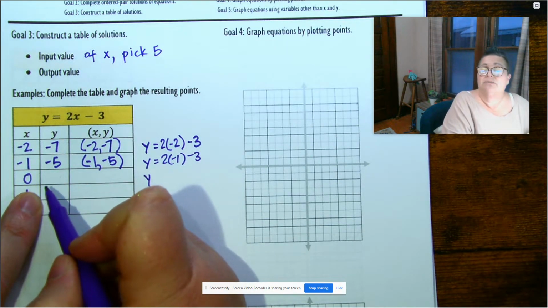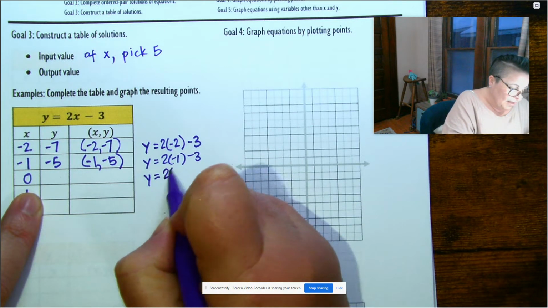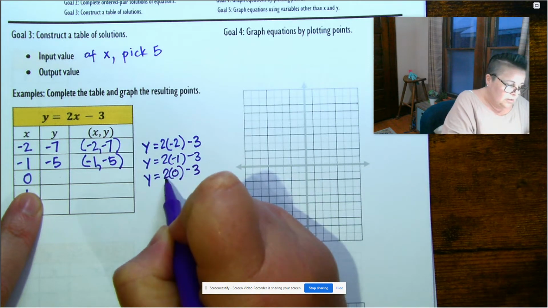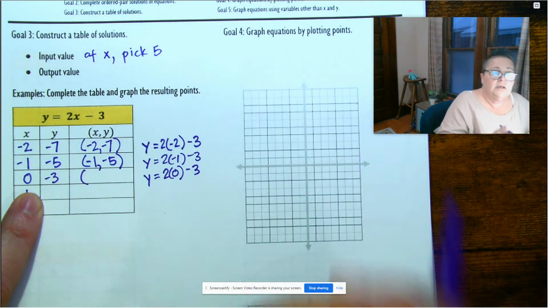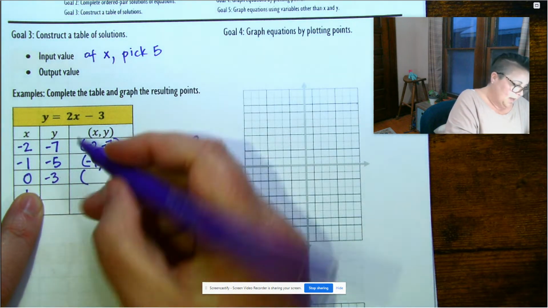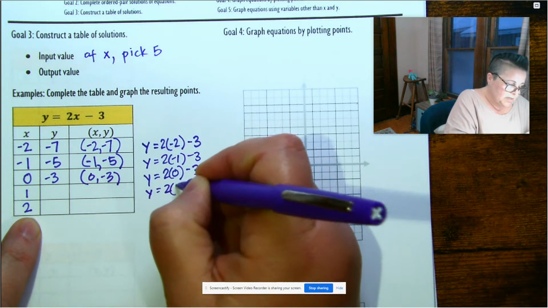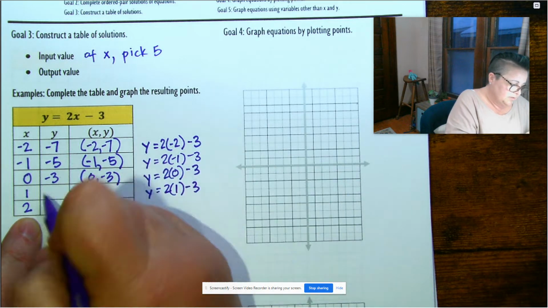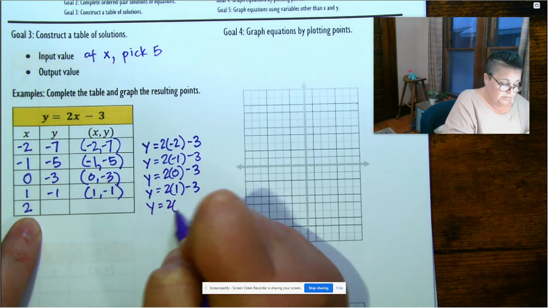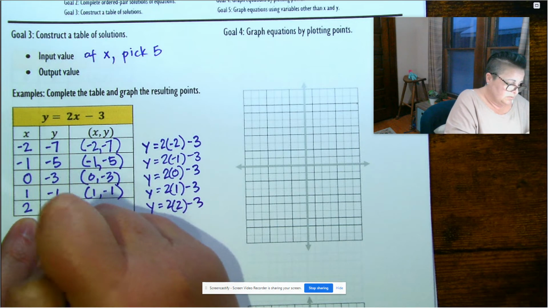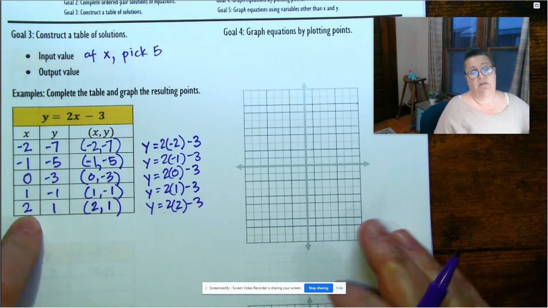All right. Like 0. 0 is one of the simplest and best numbers you can pick, because when I put 0 in for that x value, 2 times 0 is 0. Minus 3 gives me a negative 3. So this puts my point x, y at 0, comma, negative 3. Then I'll do a 1. 2 times 1 minus 3. 2 minus 3 is negative 1. And I'll do my 2. 2 times 2 minus 3 is 4 minus 3, which is 1. This gives me 5 points to plot.